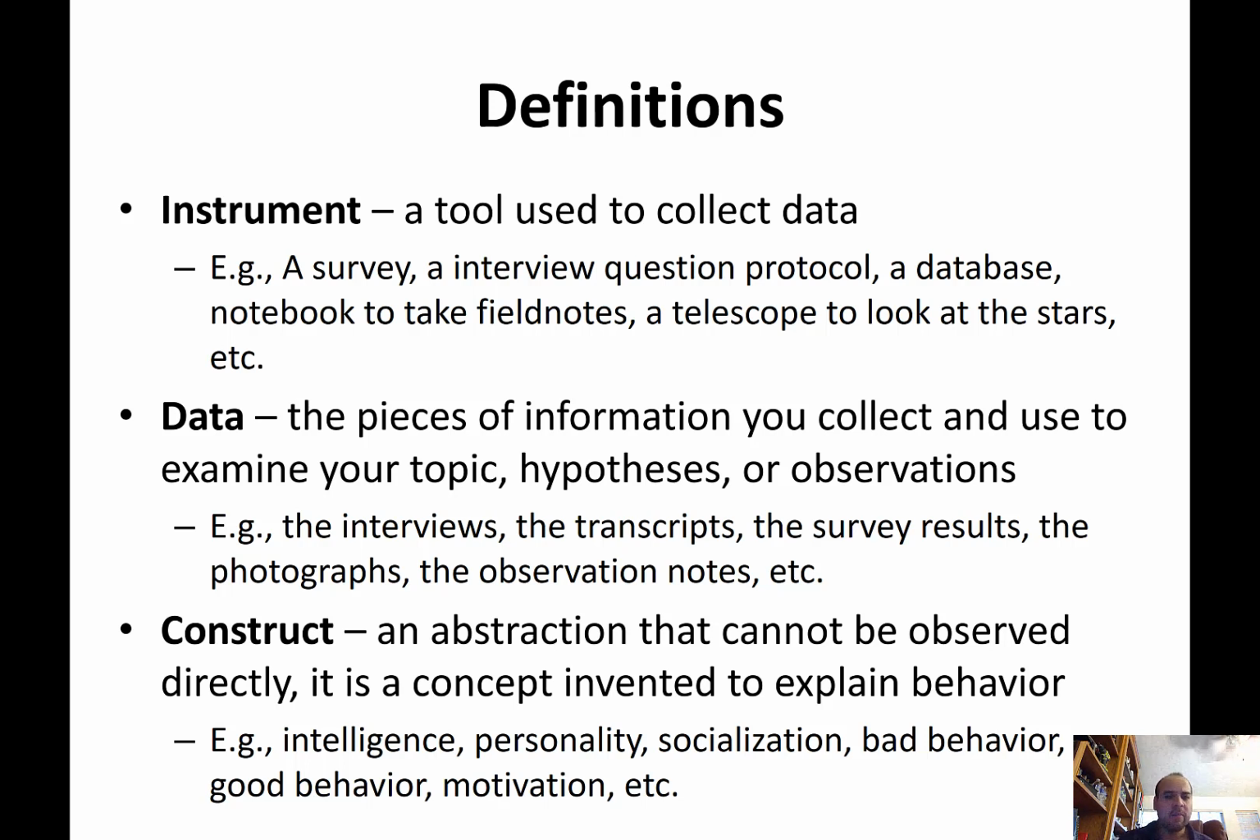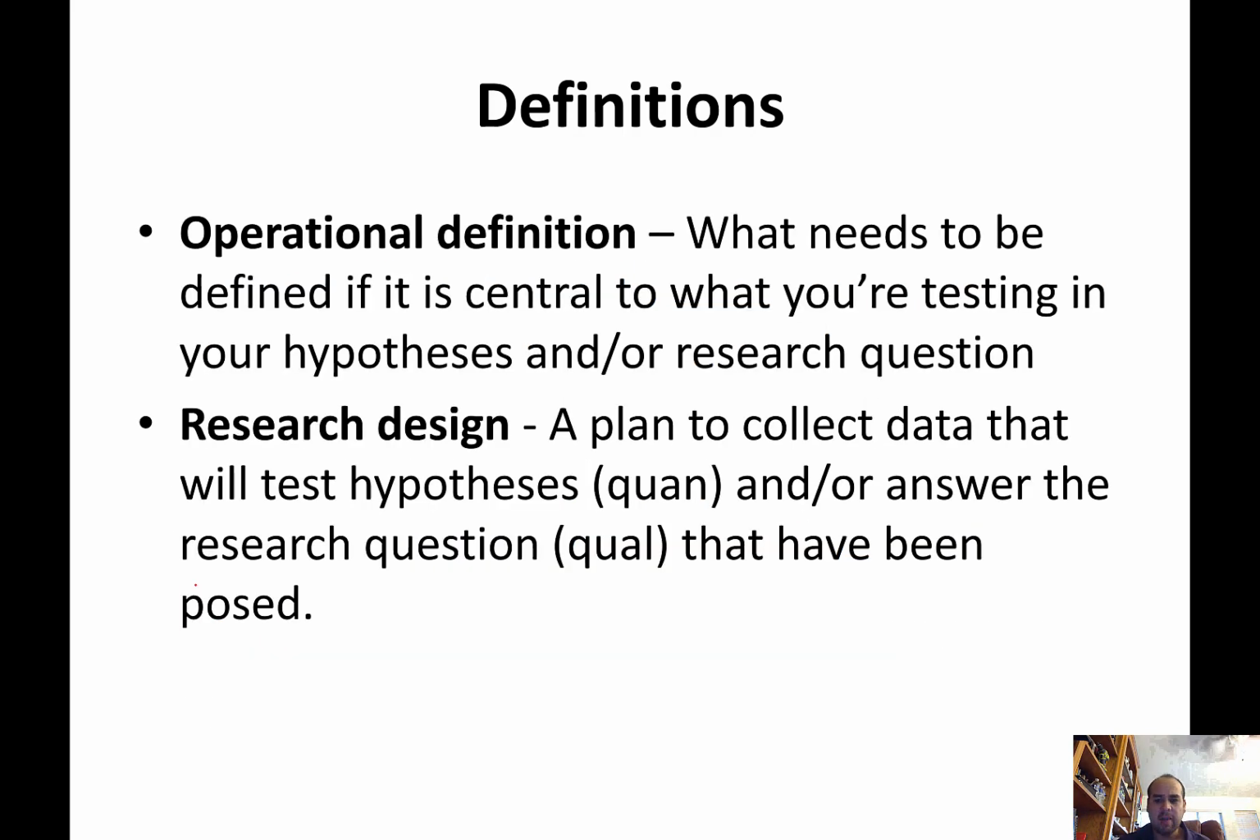This construct is very important in research because a lot of the times what we're trying to measure in research are constructs, and these are abstractions that can't be explained directly. Some examples are intelligence, personality, socialization, motivation, that type of thing. Operational definitions are very important. Just because you say you're studying mentorship, there could be 100 definitions of mentorship out there, and we don't know which one you're studying until you actually operationalize that definition and let us know what it is that you're studying for.